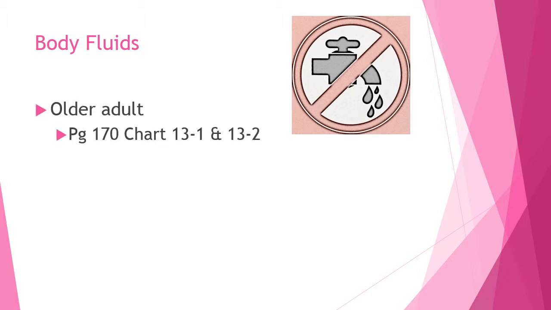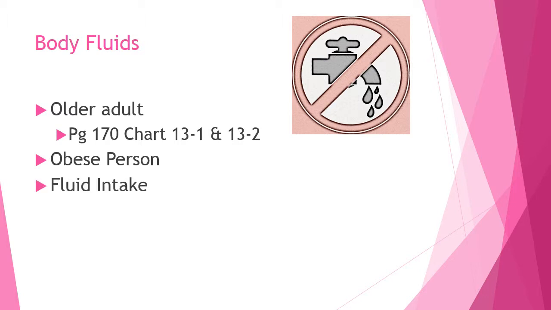On page 170 in your textbook, Chart 13-2 provides a detailed chart regarding the impact of age-related changes on fluid balance. As one ages, they experience loss of skin elasticity, decreased muscle mass, adrenal atrophy, and other changes that are listed in the chart. Body fat is essentially free of water, and a person with more body fat will have less total body water than a person who is lean.